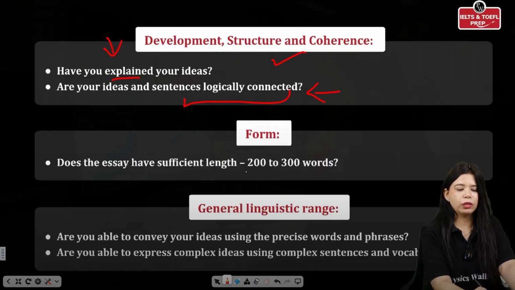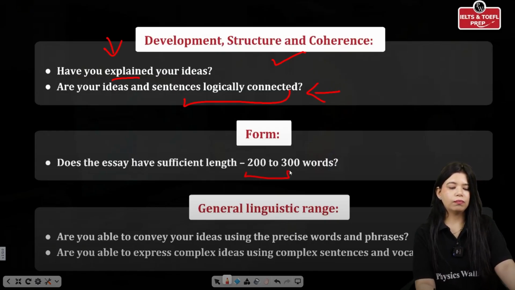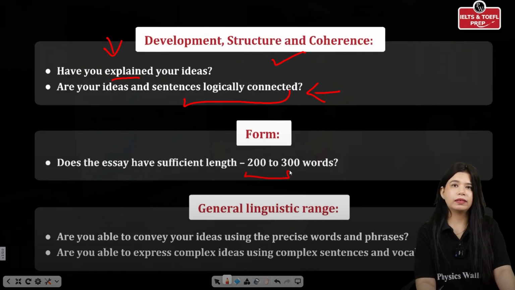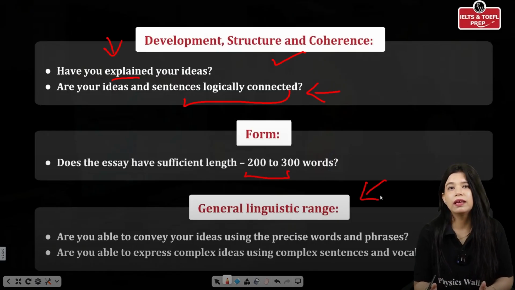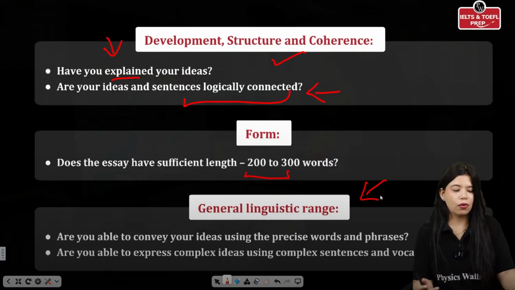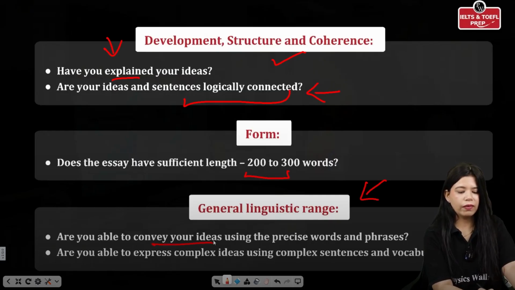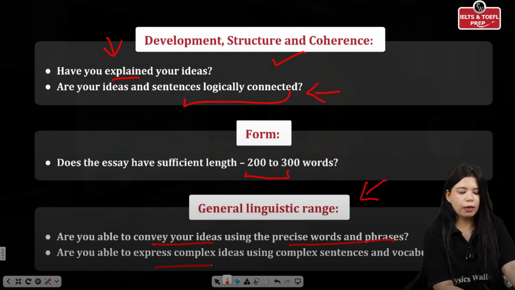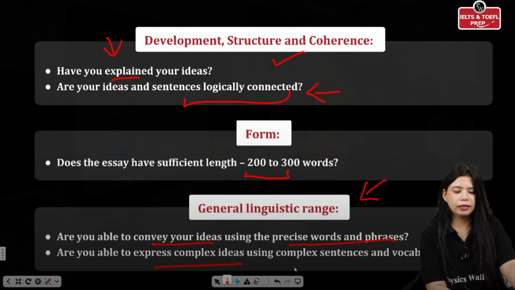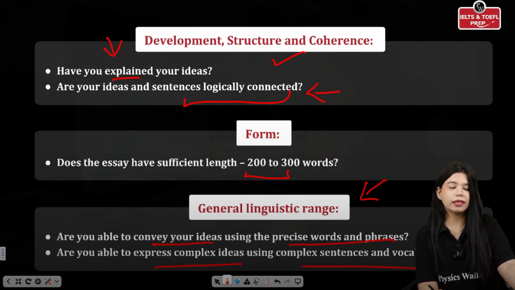Under form, they will check the word limit. So whether the length of your essay is sufficient or not, which should be between 200 and 300 words. In general linguistic range, they will see whether you are able to express your ideas with proper use of language or not. So are you able to convey your ideas using precise words and phrases? So that's general linguistic range. Are you able to express complex ideas using complex sentences and vocabulary?